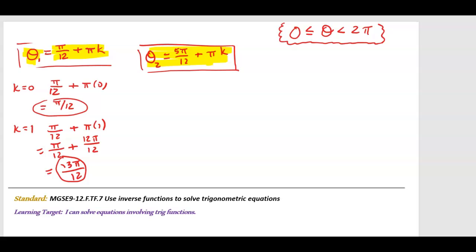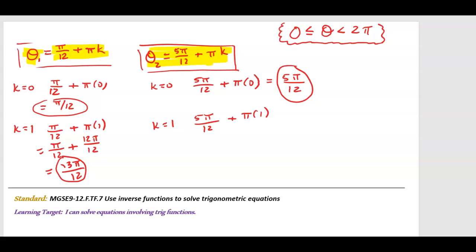So now let's go to the second general rule. Once again, I'm not going to plug in negative numbers. If I plugged in negative numbers for k, I would get negative angles. So the first number I'm going to plug in is 0 again, to get 5 pi over 12 plus pi times 0, which of course is just 5 pi over 12. Another distinct solution between 0 and 2 pi. So pi over 12, 5 pi over 12, 13 pi over 12. There is a nice numerical pattern here.